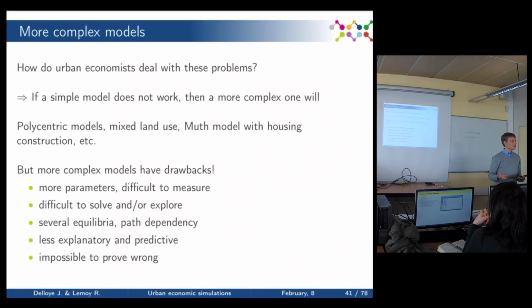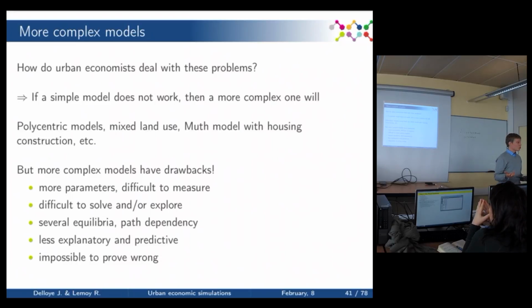Models with mixed land use, mixing agriculture, for instance, with housing in peri-urban areas, or having gardens, a surface which is used for gardens or for roads, and this would enter also the utility of households. There's a famous extension of this model which is attributed to Muth, which considers housing construction. There's a housing construction industry which builds houses and buildings using land and capital.